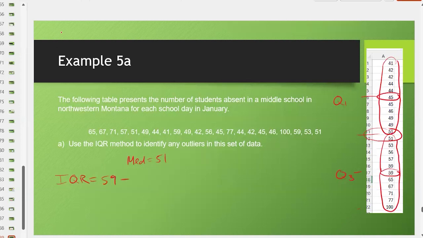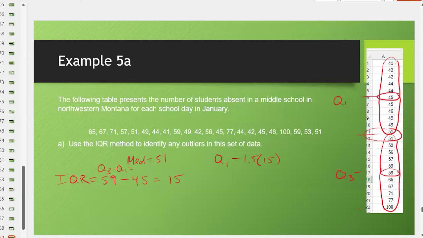59, right? Q3 minus Q1. So 59 minus 45. And that's going to give us 15. And so now, if we want to determine if there are outliers, right? If we had a really small value, it would be Q1 minus 1.5 times 15, times the interquartile range.